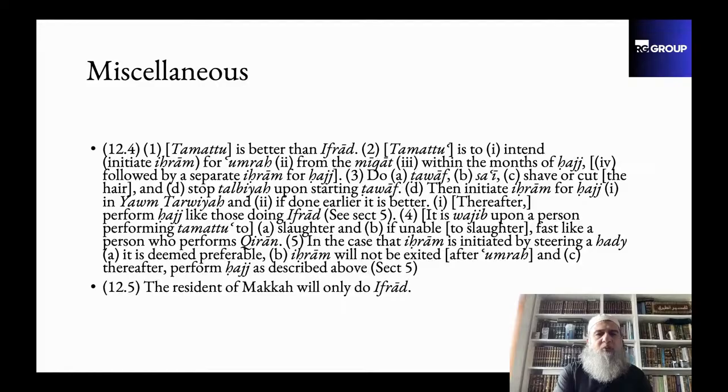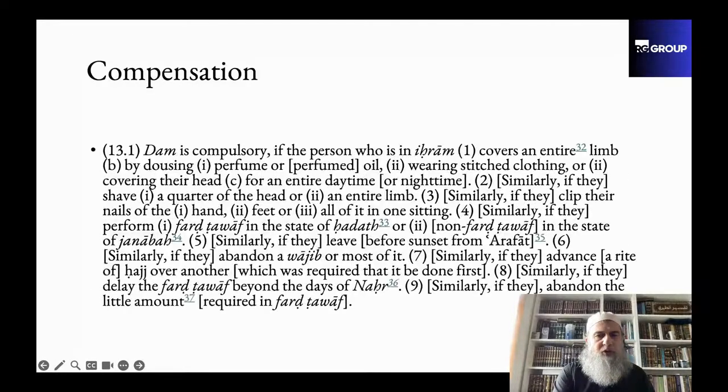The resident of Makkah will only do ifrad. Why does he need to take benefit of his arrival in Makkah and do an Umrah as well? He lives in Makkah. He can do Umrah all year. So therefore, he can only do an ifrad.